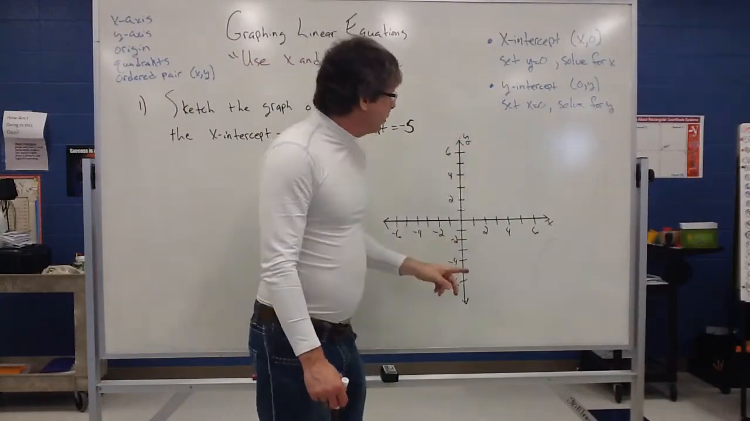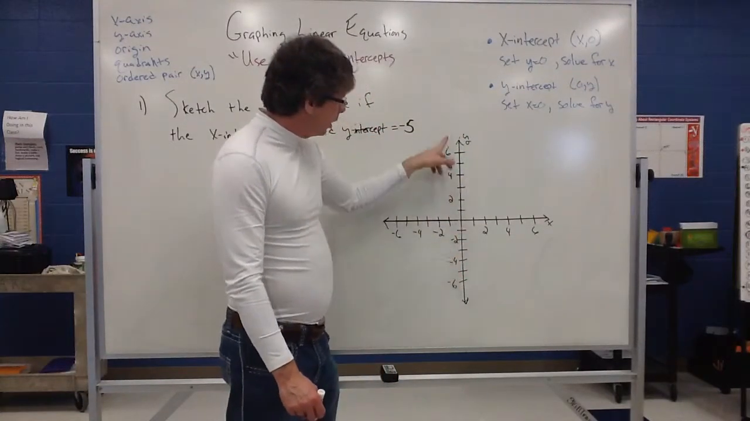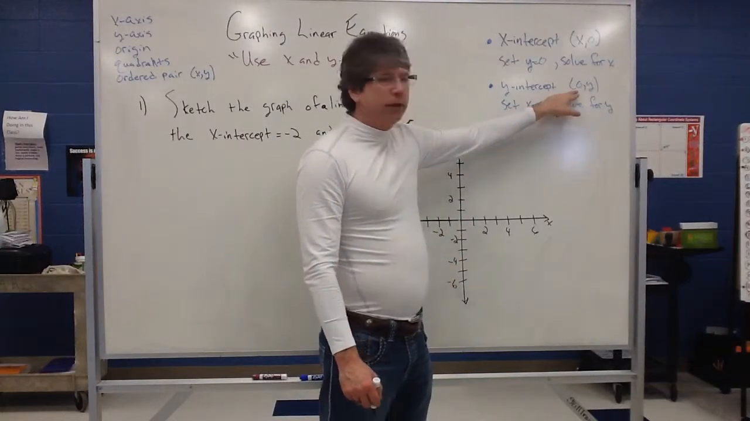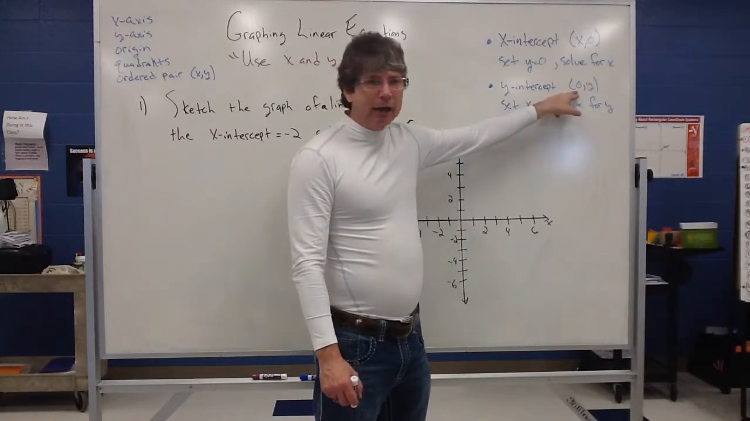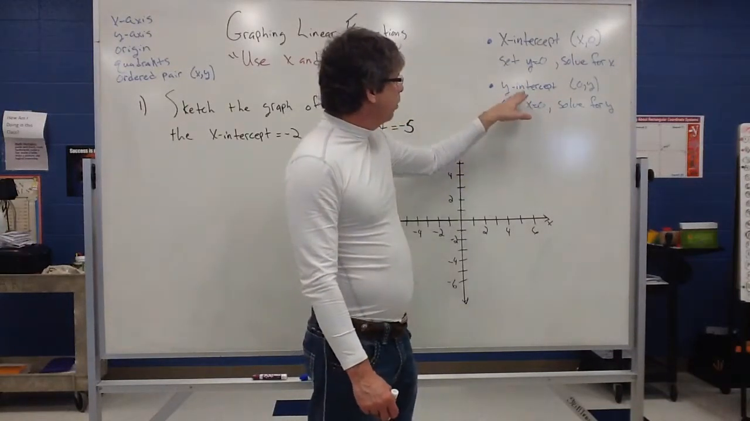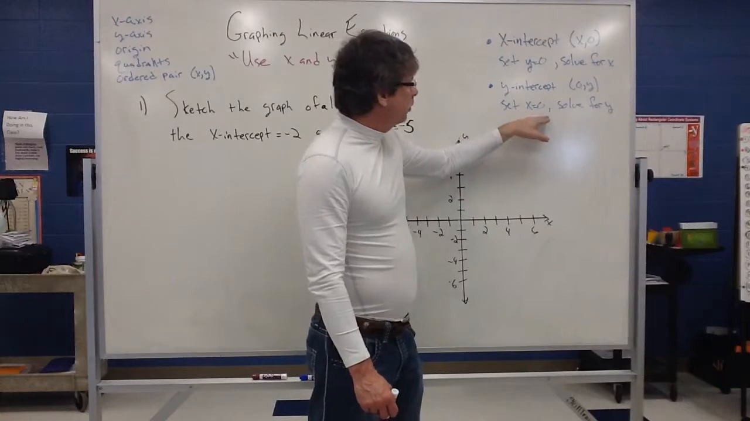The y-intercept, remember, is some point on the y-axis. So it's denoted as (0, y). Note that the x value is locked in. It has to be 0. The y value can be whatever. So to find a y-intercept, we set x equal to 0 and solve for y.